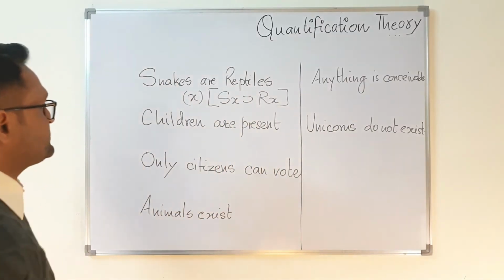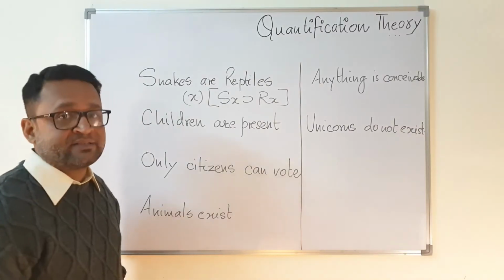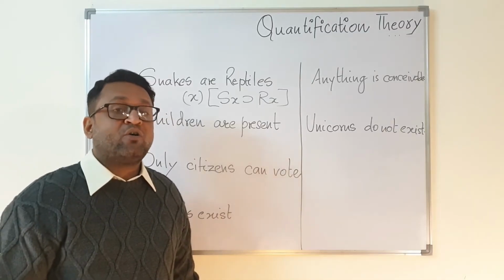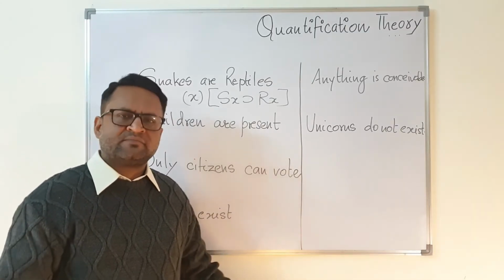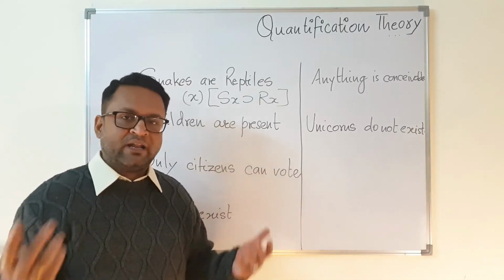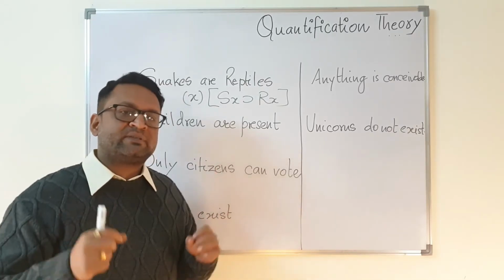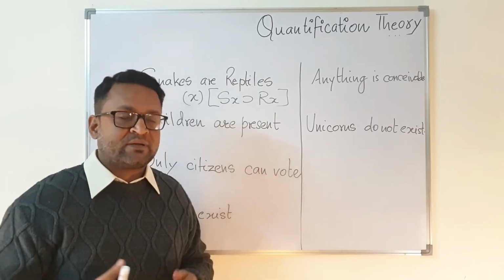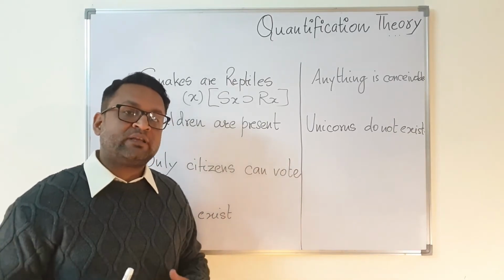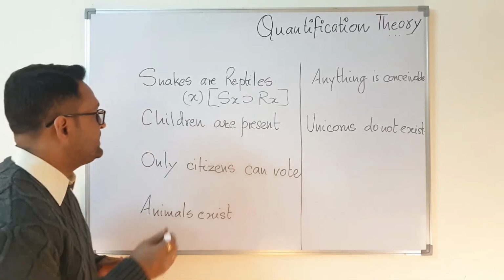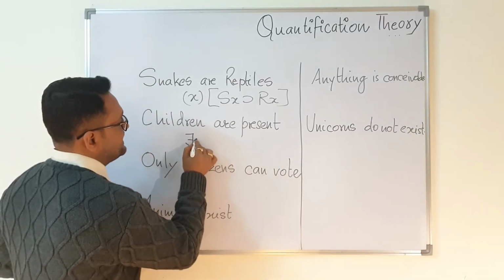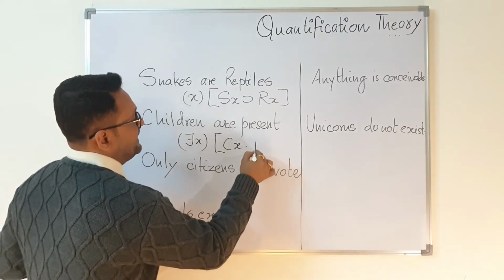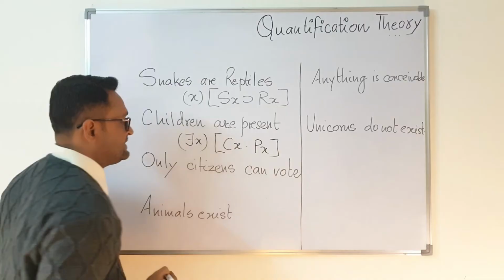Now, suppose we have to symbolize "children are present." It is not the case that when we say children are present, it means all children are present. It means that some children are present. It can be all as well, but the assertion precisely means, and moreover we are talking about the presence of something, the existence of something. So we need to understand that this will go for the existential proposition. So here it will be there exists x such that x are children and x are present. So this is the symbolization.